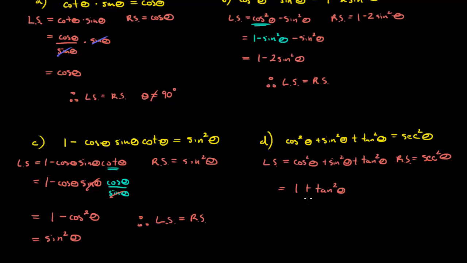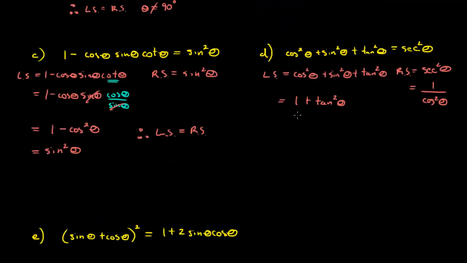And now I'm tasked with showing that the left side is equal to the right side. The right side is, remember that secant of theta is 1 over cos theta. So secant squared theta is 1 over cos squared theta. So I'm trying to show that the left side is equal to 1 over cos squared theta. And to do so, I'm going to convert tan squared theta using the quotient identity, and rewrite tan squared theta as sine squared theta over cos squared theta. And now I have to write this in such a way that I have 1 over cos squared theta.